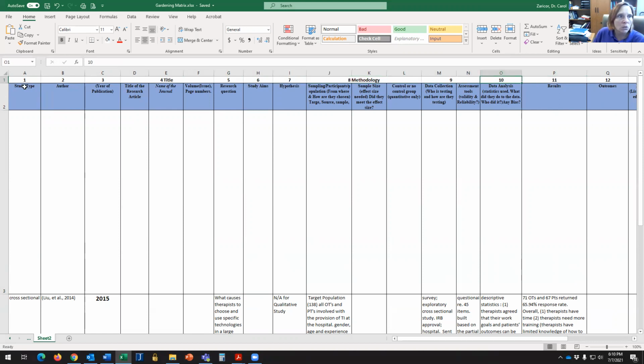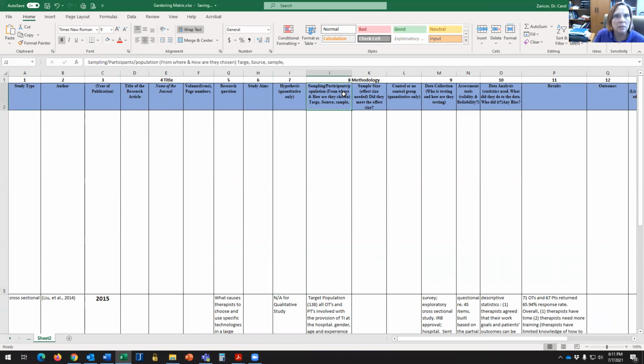Okay. So we have study type, the author, the year of publication, and then these next 3 here, I have under the title. There's the title at the top, and it's the title of the research article, the name of the journal, and the volume page numbers all go for the title. 5 is the research question, 6 is the study aims, 7 is the hypothesis, and that is for quantitative only. Okay.